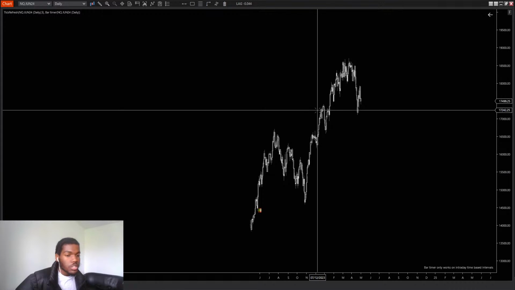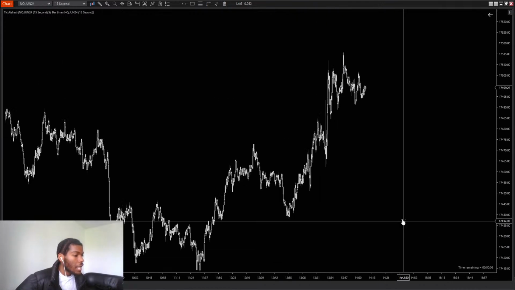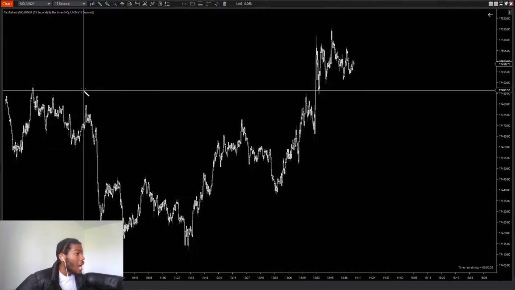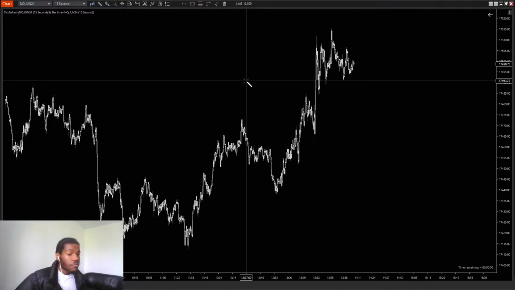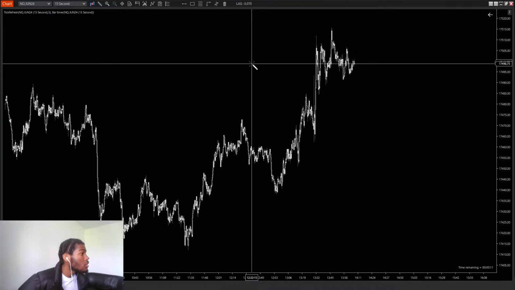All right, cool. So we're gonna start the top down, right? So this is how I do it. I like to draw my zones first. I look at structure on the lower time frames going up, right? So that's where I start. So this is what the process looks like.